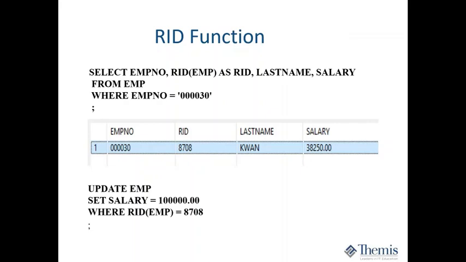A companion feature called the rid function, also introduced in version 9. You can actually select from the table employee stuff like the employee number, last name, salary, and I can grab the rid of emp. In other words, if you have a join going on, you have to tell it which of the tables, right? And even if you don't have a join going on, it expects you to tell it which table you're talking about. Select the rid of the employee table. And you get back this column called rid, in this case, 8708.